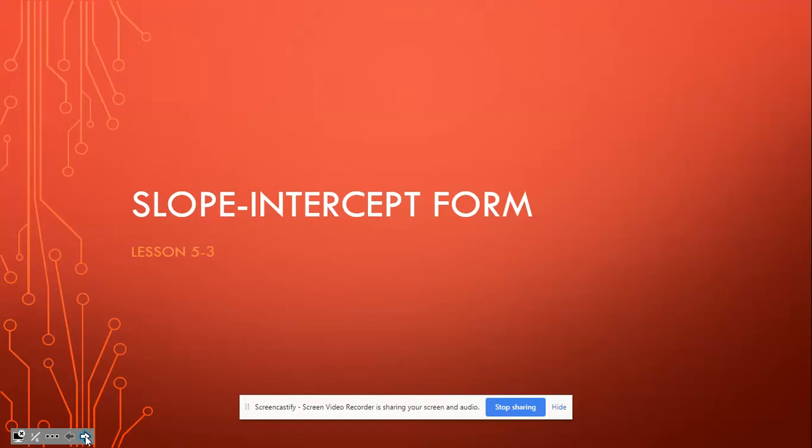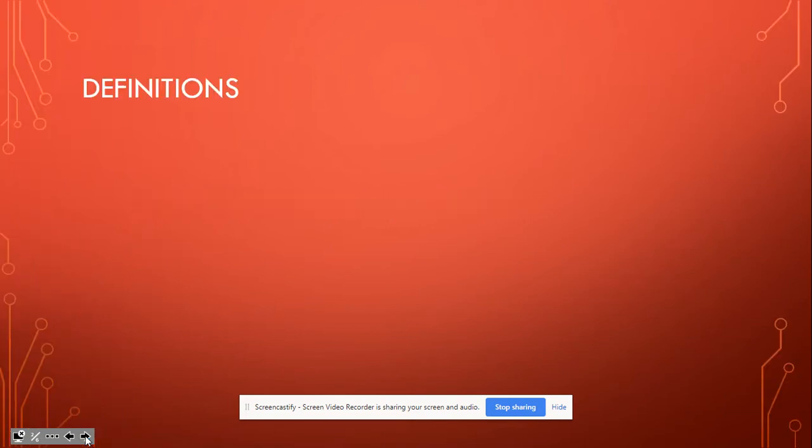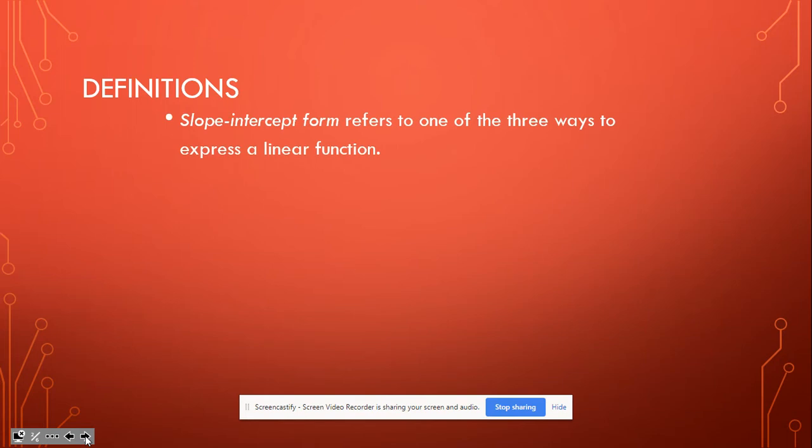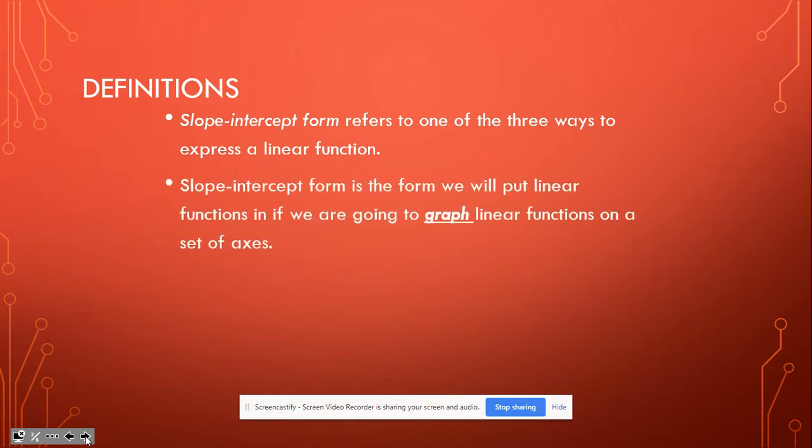This is lesson 5-3, slope-intercept form. A couple of definitions that we need to discuss as we move forward. The slope-intercept form of a linear function refers to one of the three ways that we express a linear function. Slope-intercept form is the form that we want to use when we are graphing linear functions on a set of axes called the coordinate plane.